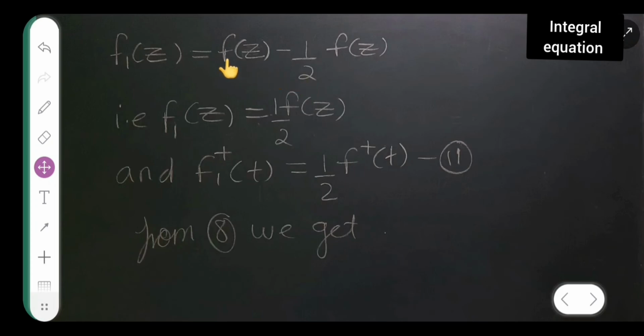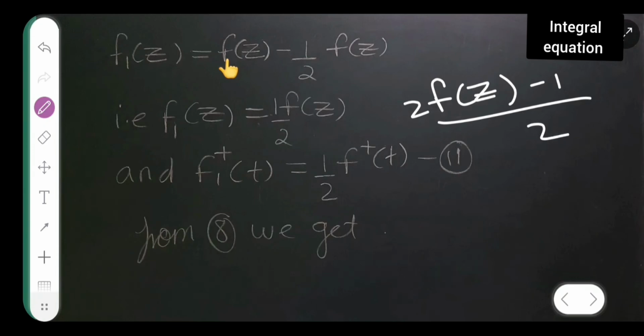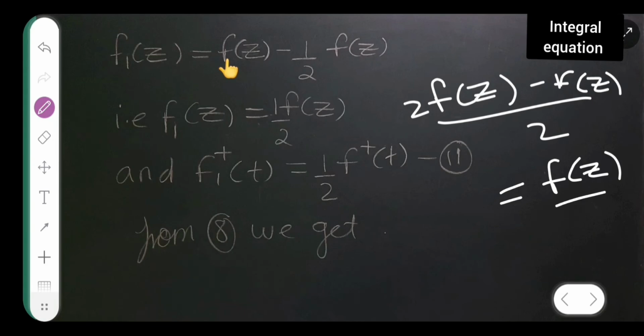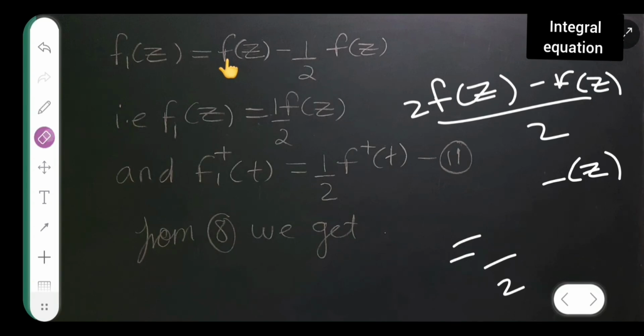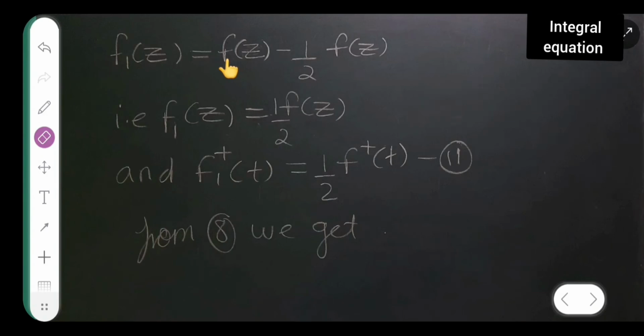Then if you take this to this side, suppose if I take this to the other side, it will become 2f of z minus upon 2, okay, and this is minus f of z, right? So what I'm going to get is just 1 f of z upon 2, okay? So that I'm going to write as f of z upon 2, right? So let me clean this part. I have just explained you all this part, like how I got this f1 of z is equal to half f of z, okay?